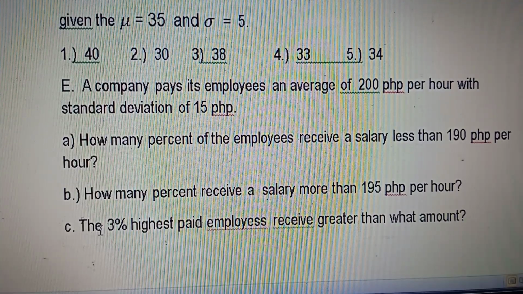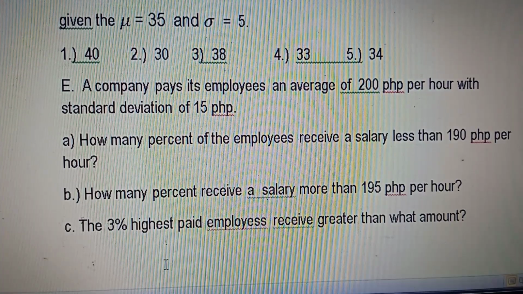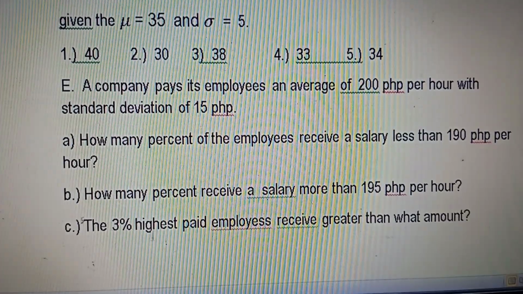Okay, letter C, the 3% highest paid employees receive greater than what amount?